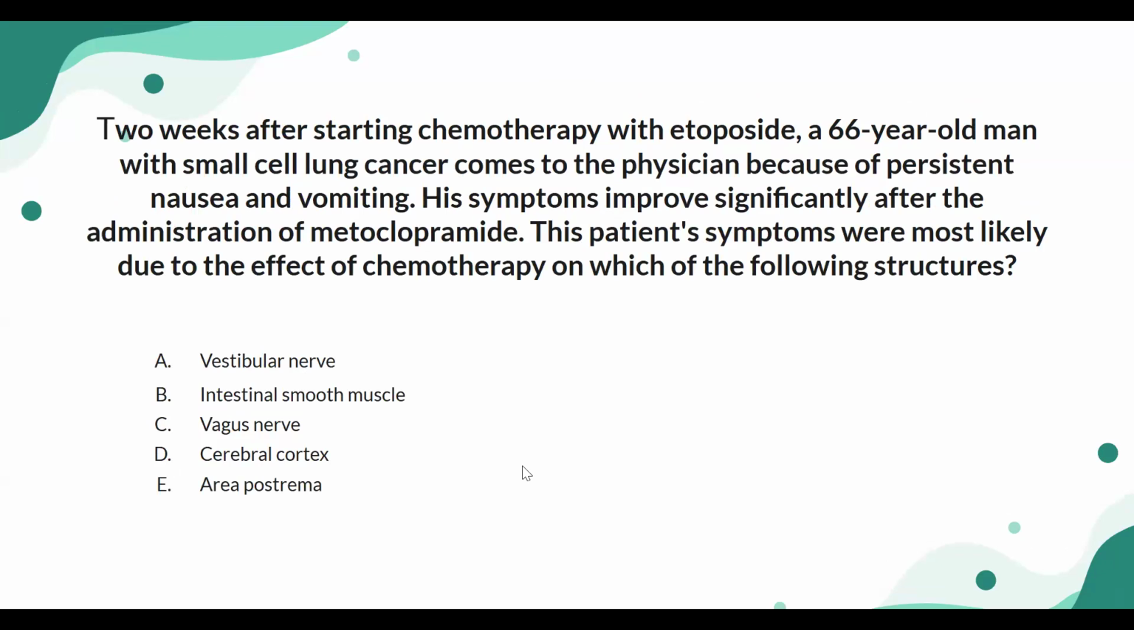So the answer is E, area postrema. Yes, it is E. Thank you. So, let's go over each of the options one by one. First of all, we know that this is chemotherapy-induced nausea and vomiting, right?